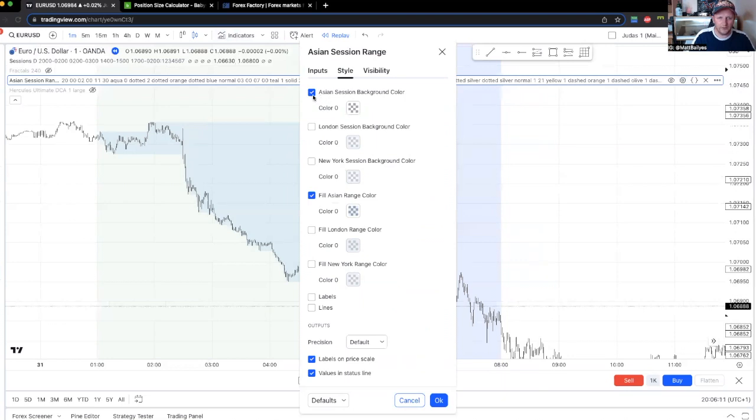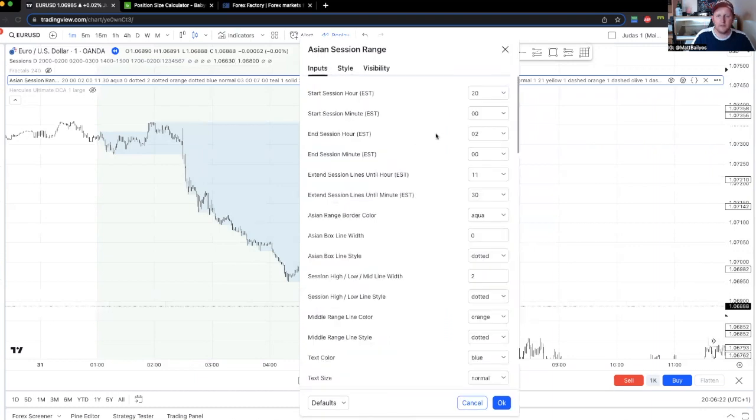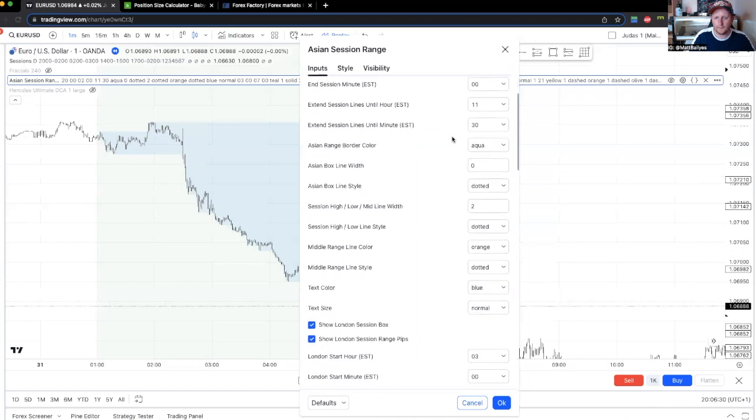So all you need is the top one ticked, the third one down ticked. You can change the color to whatever you want. I got the light bluey green color. Inputs, again, I'm going to gently scroll through here. You can just check you got the same times as me, the same numbers.